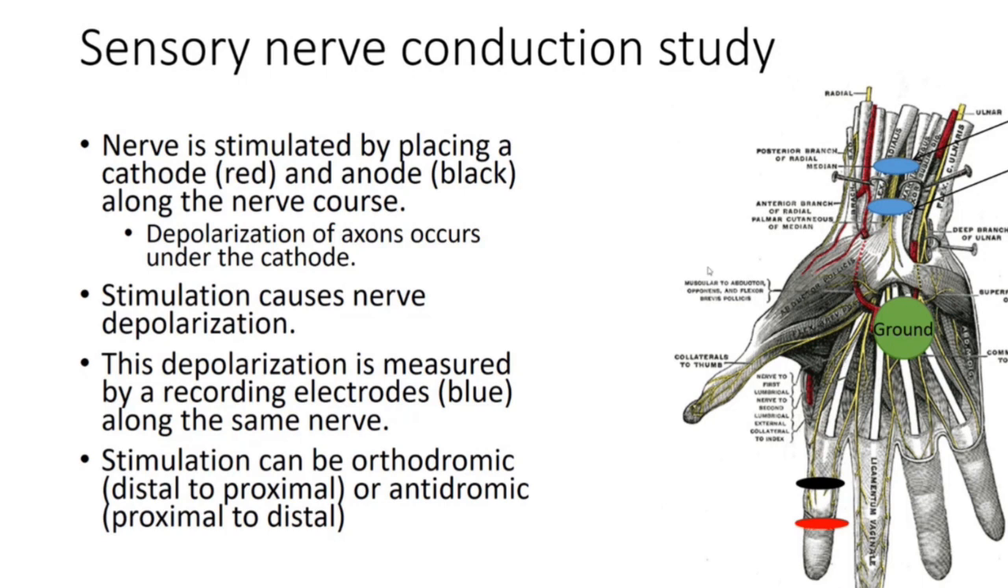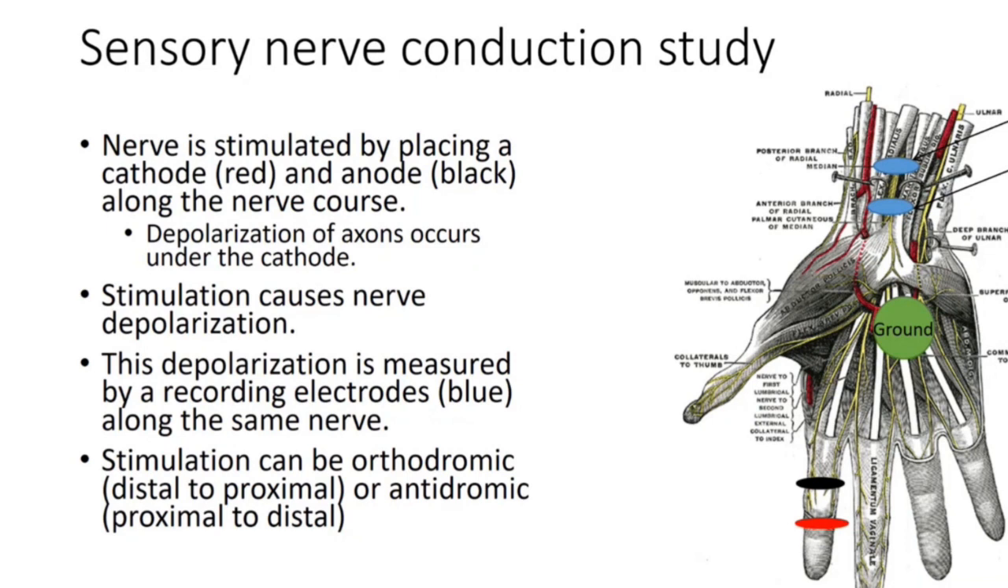So if we're just using the median nerve as an example, this is how the sensory nerve conduction study is done. Now, you can stimulate proximal to distal or distal to proximal. I'm not going to get into any of that today. The point here is that where the red circle and black circle are, this is the cathode and the anode, and this is where the depolarization of the nerve happens. So we're stimulating the sensory nerve there, which is the digital nerves.